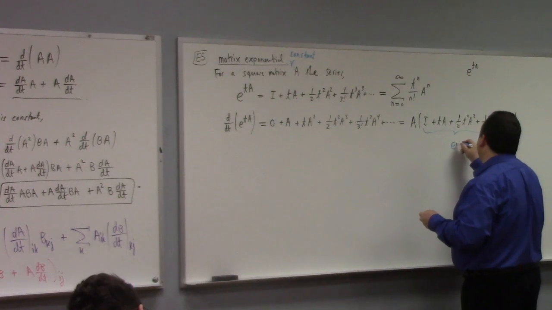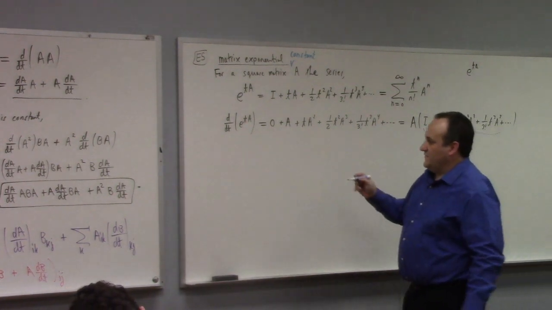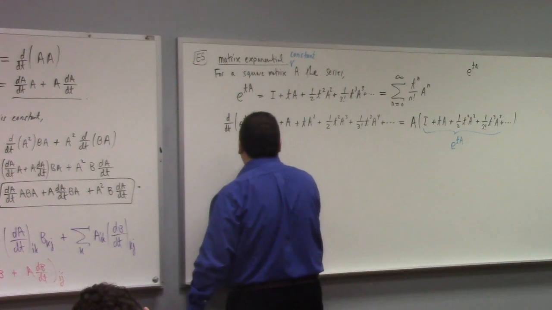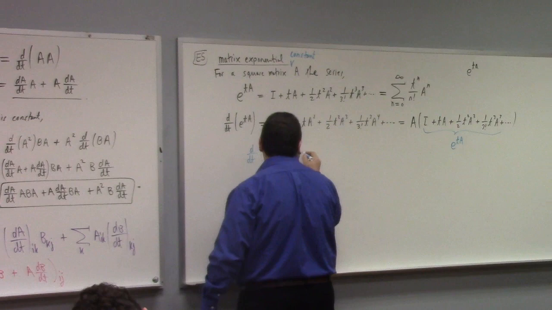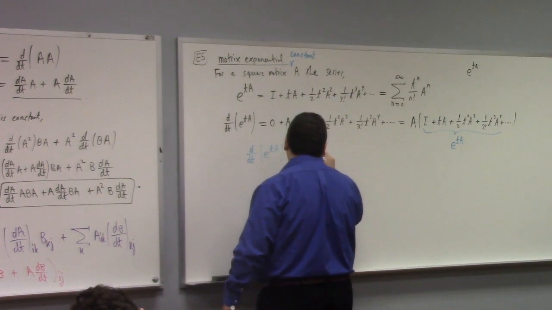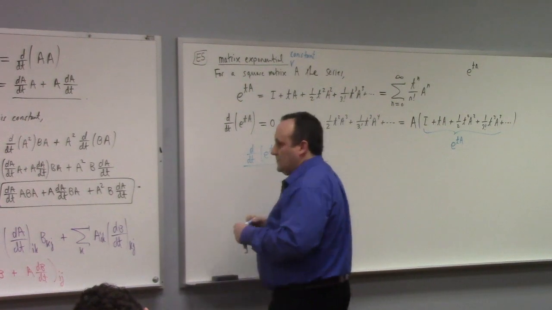Yeah, that's exactly the matrix exponential again, right? So the matrix exponential satisfies this beautiful identity. The derivative of e to the tA is equal to A times e to the tA. That's pretty neat.